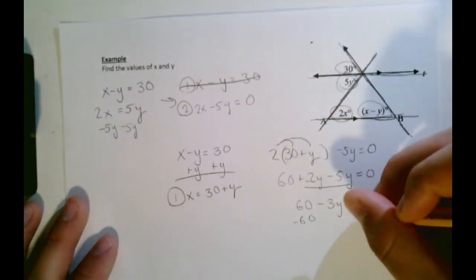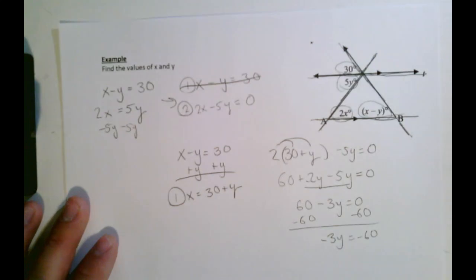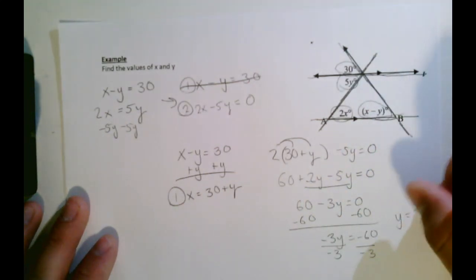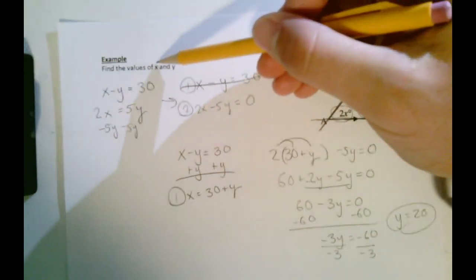Subtract 60. It's a two-step equation if you feel comfortable at this point. And then divide by negative 3. And y is equal to 20. So at this point, I get y is equal to 20. I'm not done again. We have to find the value for x.